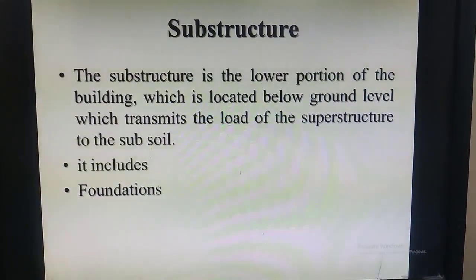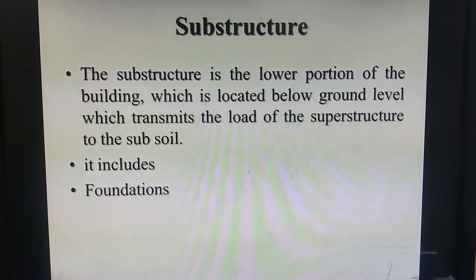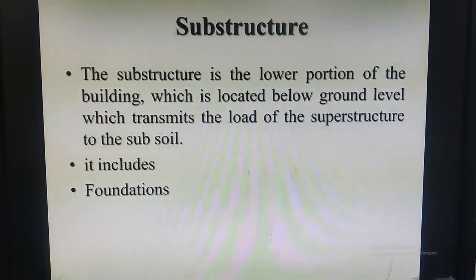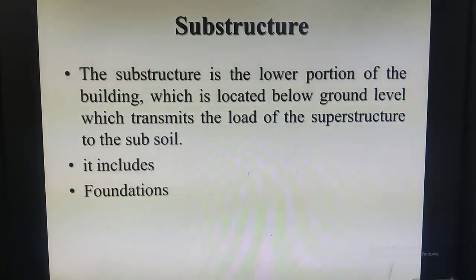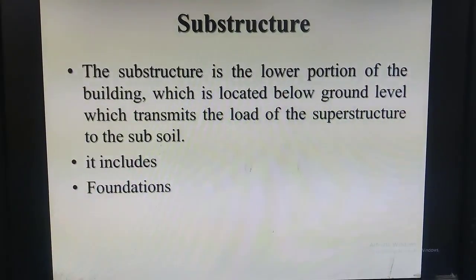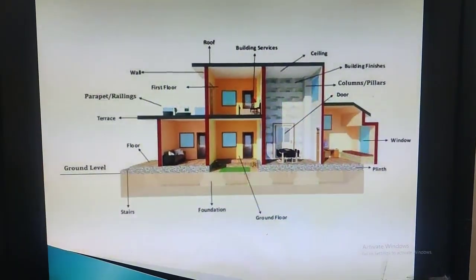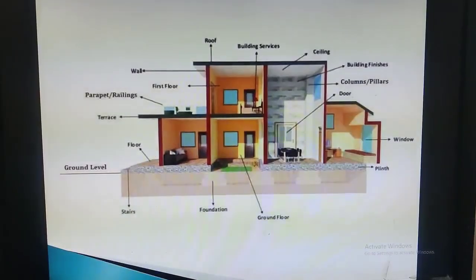Next is substructure. The substructure is the lower portion of the building which is located below ground level, which transmits the load of the superstructure to the subsoil. That means its function is to transmit the load of the superstructure to the subsoil. Example is foundation. In this picture, we can clearly see the structural components.